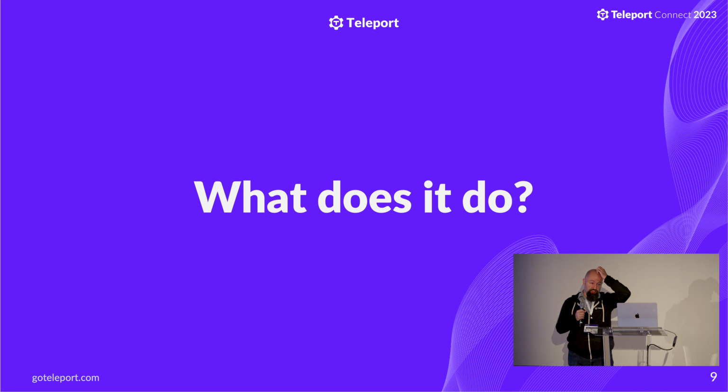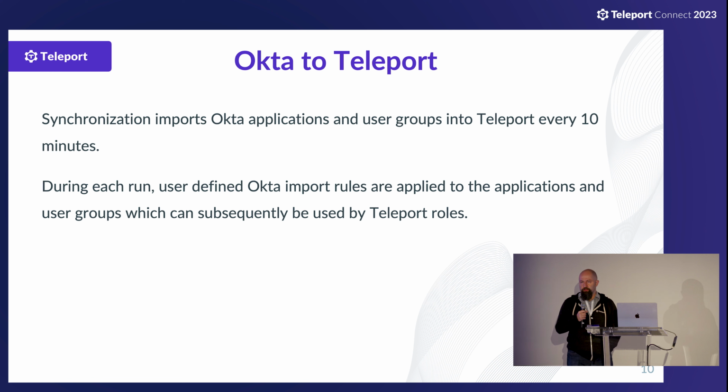So what exactly does this do? As mentioned before, the Okta service synchronizes applications and user groups into Teleport. At the moment, this happens every 10 minutes. So every 10 minutes, the Okta service goes and polls the Okta API and tries to grab all of the various applications and user groups that Okta currently knows about.